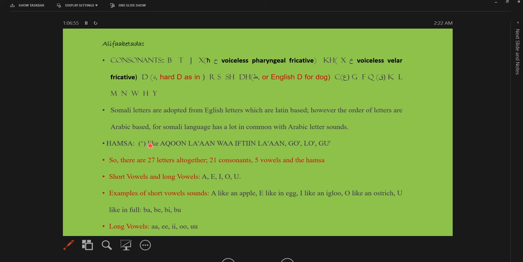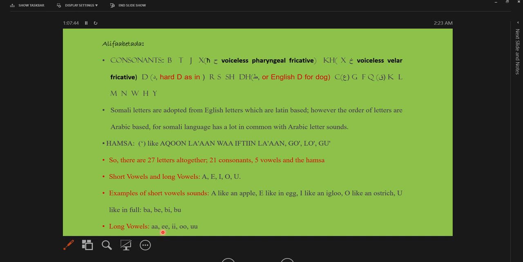Hamza is another kind of stoppage of sound, that stoppage between the vowels. So there are 27 letters altogether: 21 consonants, 5 vowels, and hamza, which is this one. Short vowels and long vowels. These are the short vowels: a, e, i, o, u, like a in apple, e in egg, i in igloo, o in ostrich, u in full, and ba, be, bi, bo, bu. Okay, this example. Long vowels.